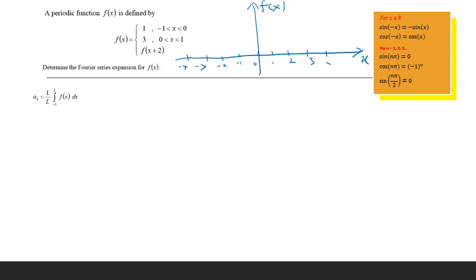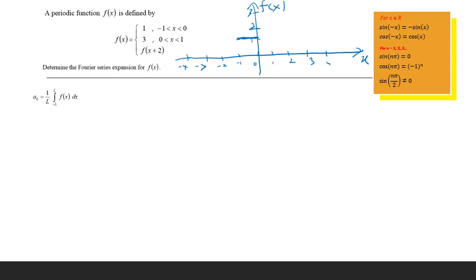Okay, so the unit for x is about 1 unit. Meanwhile for f(x), we have 1 and 3, so 1 unit also. So for the first graph, from -1 until 0, we have f(x) equal to 1. So it's just a straight line along the line y equal to 1.